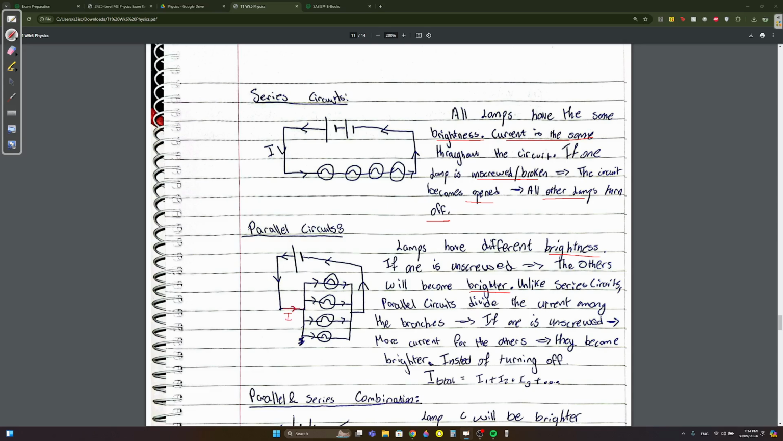It's flowing. It splits off into I1, I2, I3, I4. The total current, when you add these up, will always equal I. Kirchhoff's first law comes later. We're going to get to it. That basically explains what I just said right now.